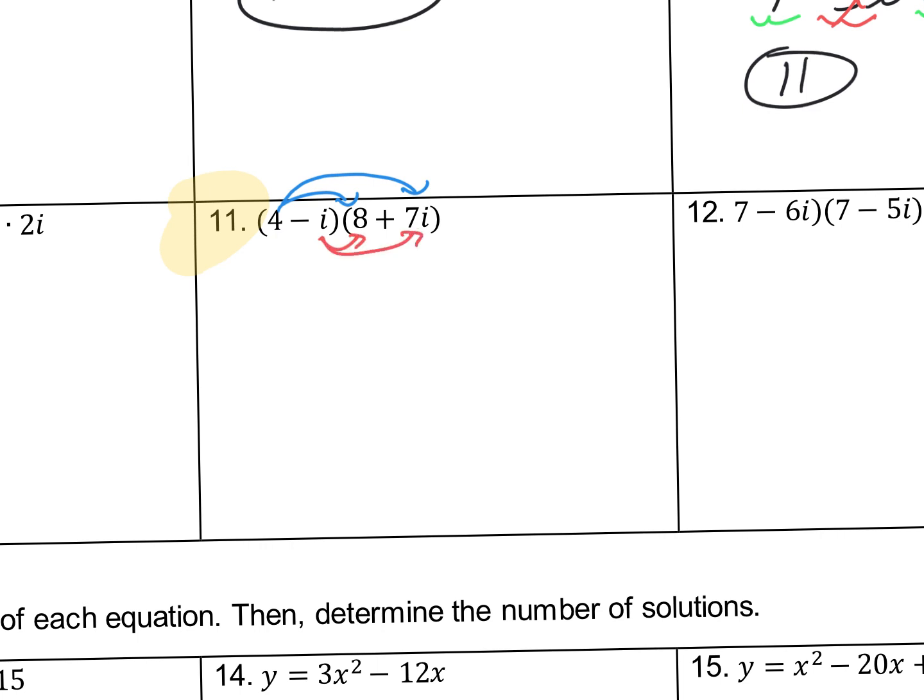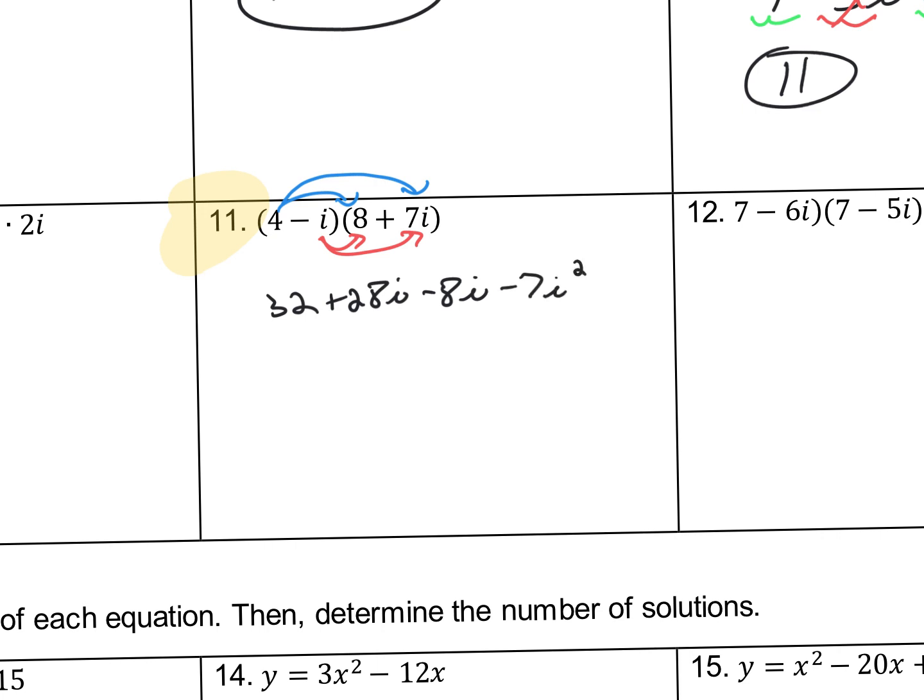All right, so first things first, 4 times 8 is 32. And then 4 times 7i, that's positive 28i. And then we have a -1i times 8. That's minus 8i. And then we have a -1i times a 7i, and that's minus 7i squared.